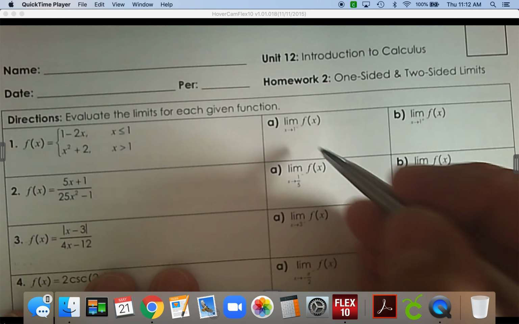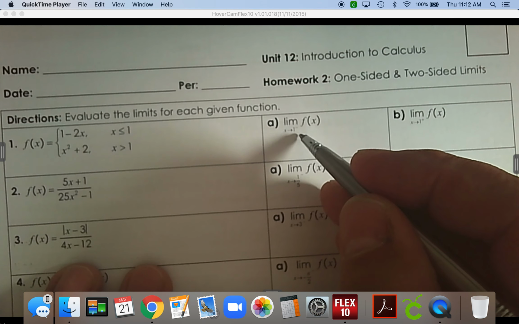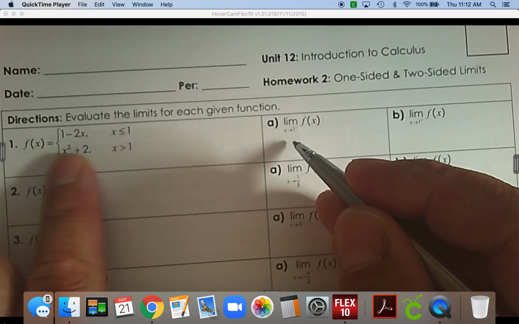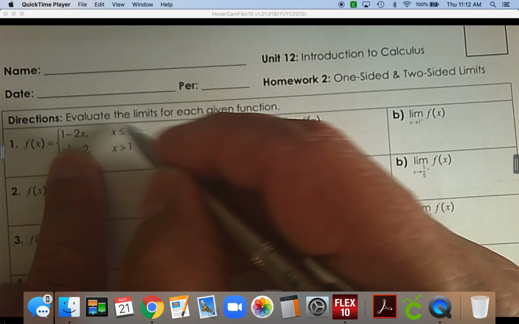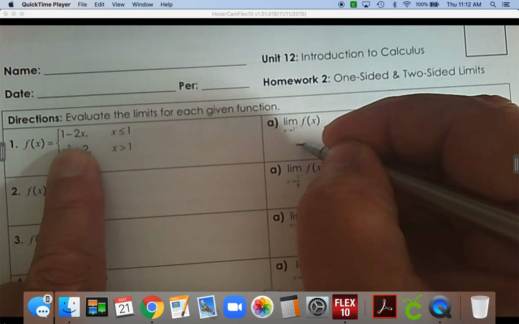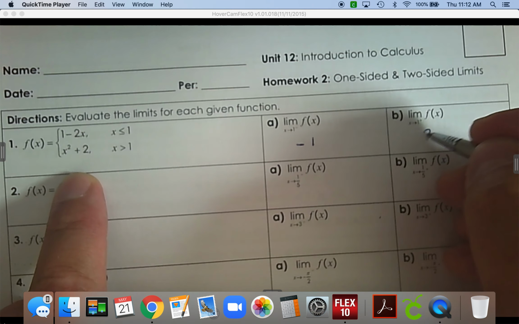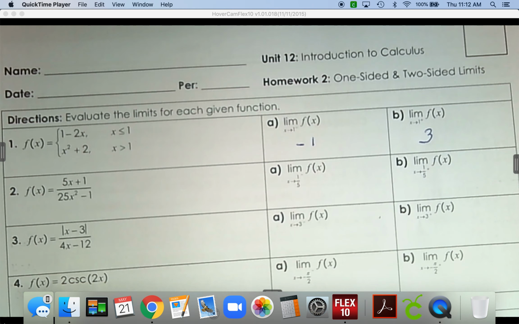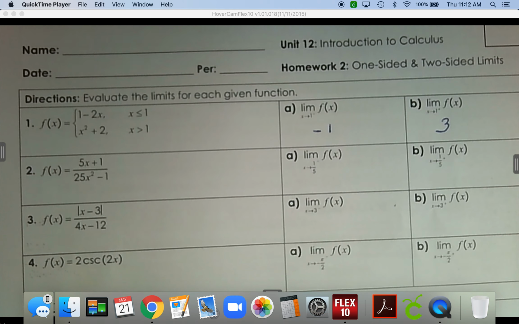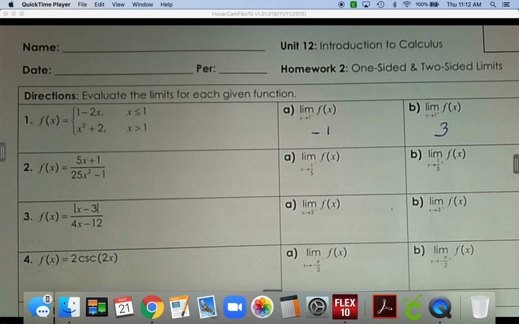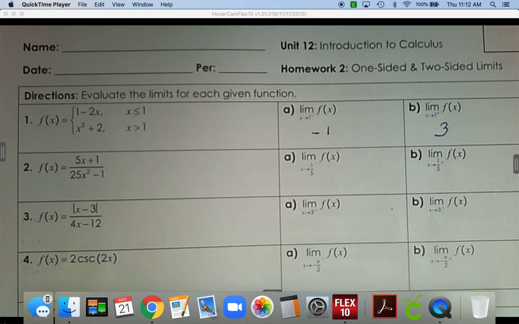And then the little minus sign tells you the left. So at 1, the left is the top. We're just going to plug into the top, and you get the answer -1. Then we're going to substitute into the bottom, and for the right, the answer is 3. We're going to do more of that work in the next lesson on evaluating limits algebraically, but off a graph. So number 2, we're going to do it on the graph.